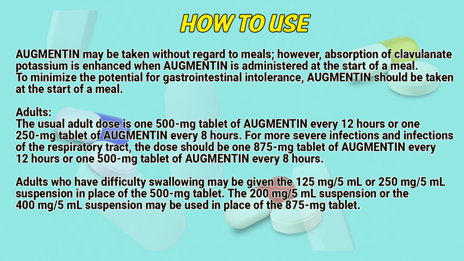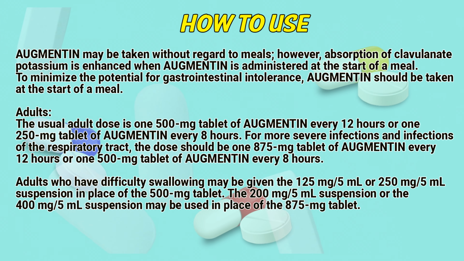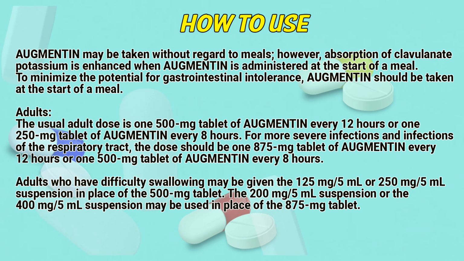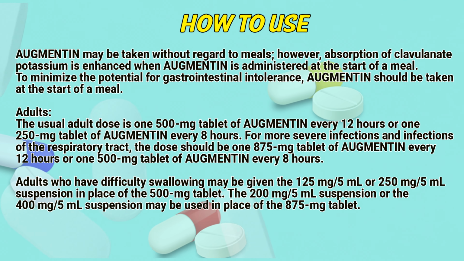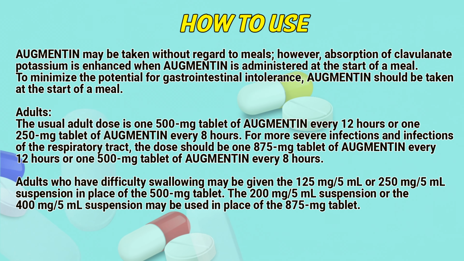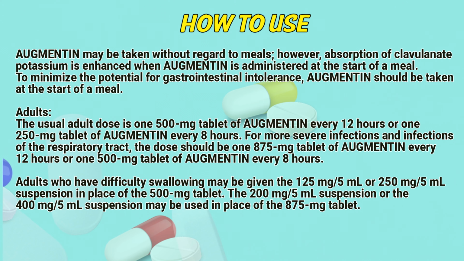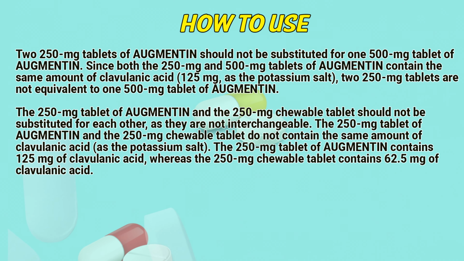Adults who have difficulty swallowing may be given the 125 mg/5 ml or 250 mg/5 ml suspension in place of the 500 mg tablet. The 200 mg/5 ml suspension or the 400 mg/5 ml suspension may be used in place of the 875 mg tablet. Two 250 mg tablets of Augmentin should not be substituted for one 500 mg tablet of Augmentin.